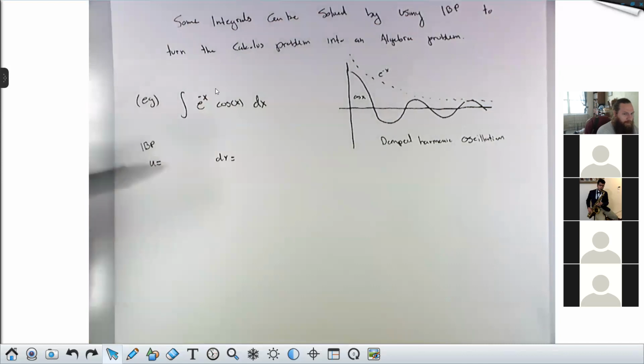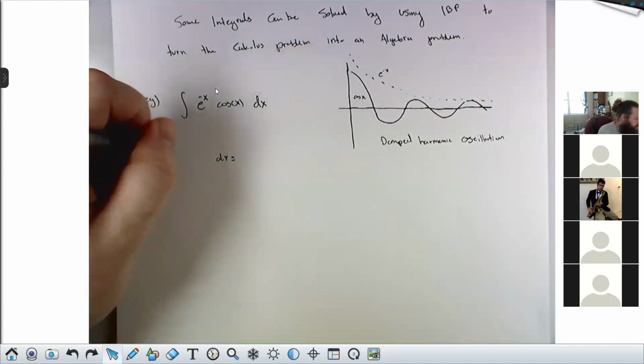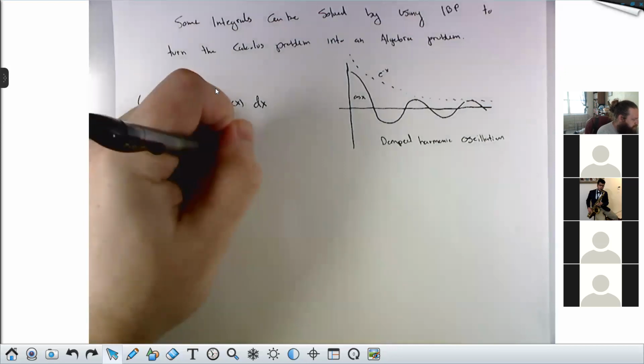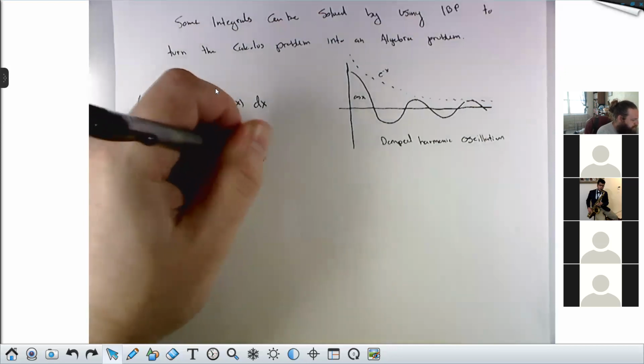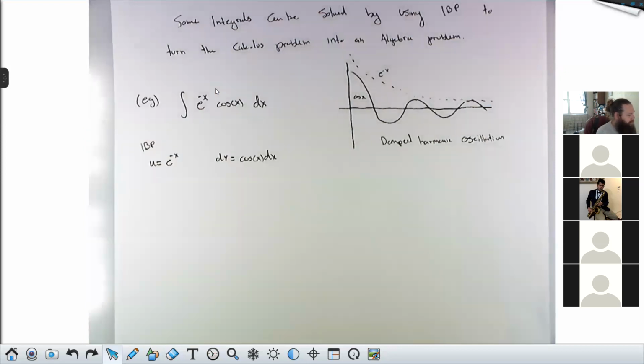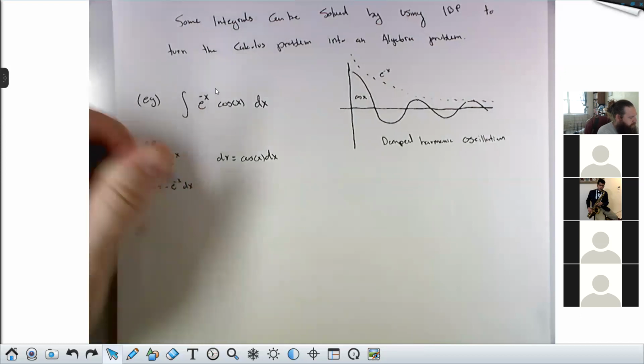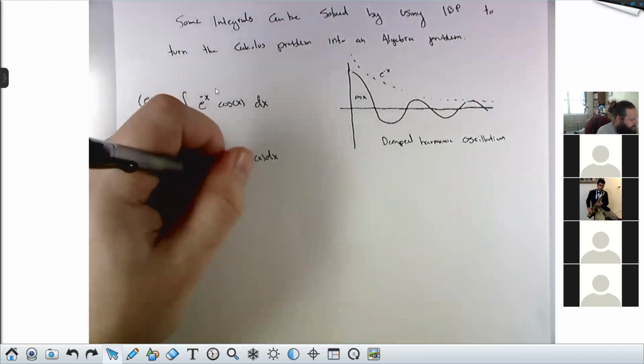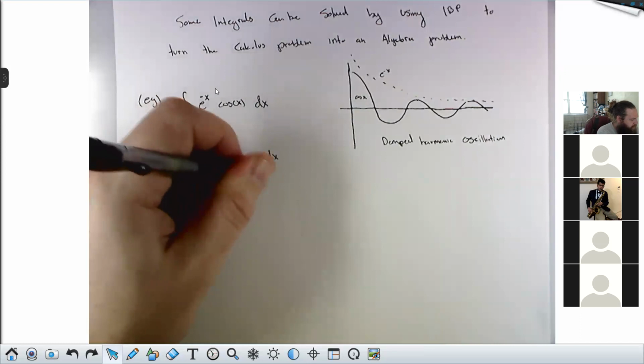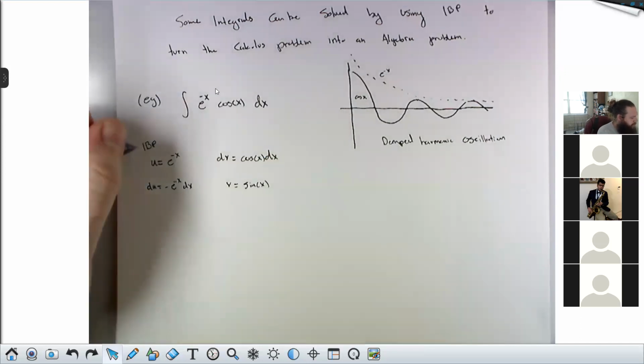If you follow your LIPET rule, do I have any logs? No. Inverse functions? No. Polynomials? No. Exponentials? Yes. And dv? Cosines. Du then would be negative e to the negative x dx, and v, the antiderivative of cos x, is sine x.